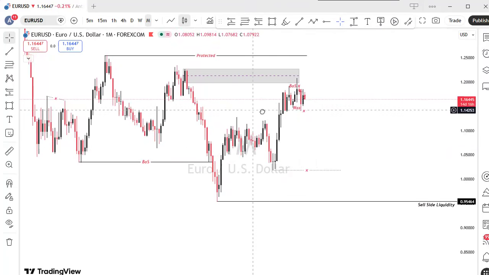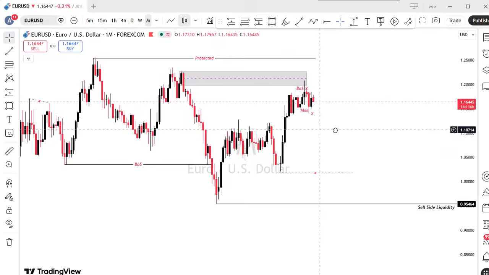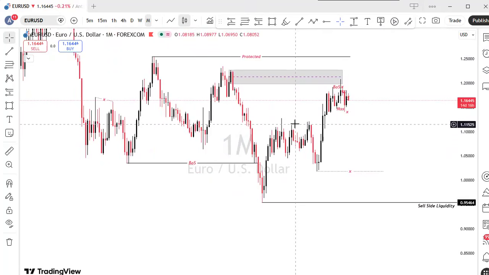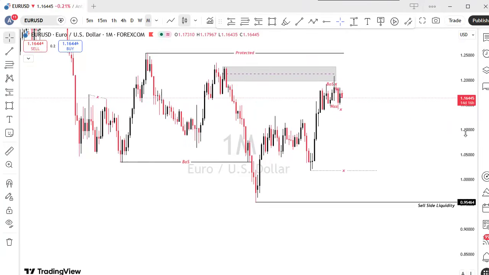All right. So, if that is something that you would like to learn, to be able to analyze the market on your own and spot setups, then this is the right place for you.